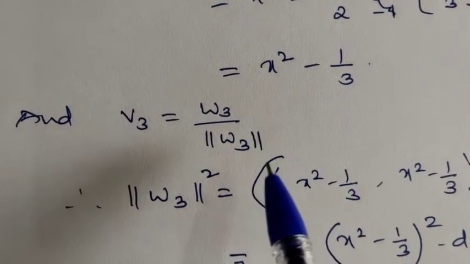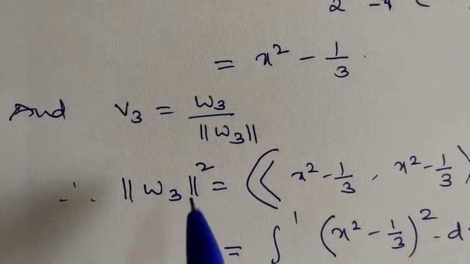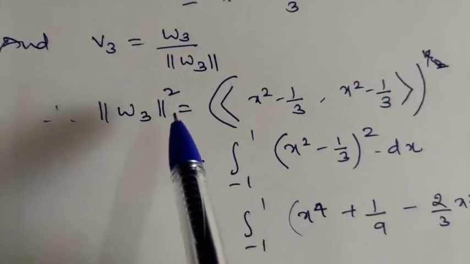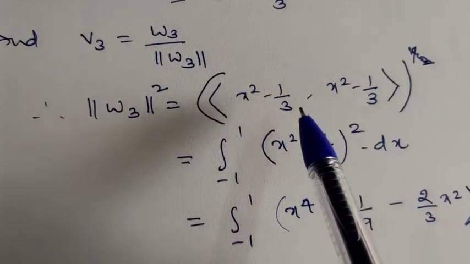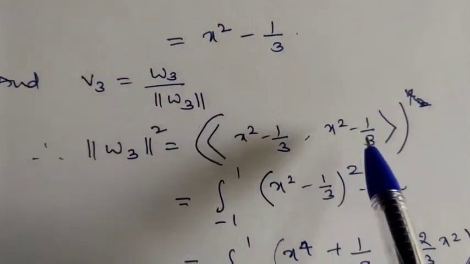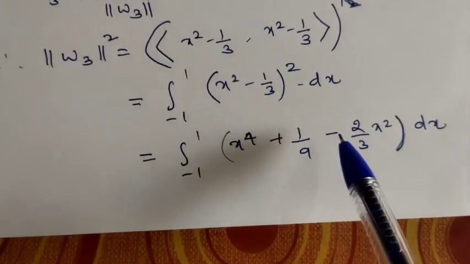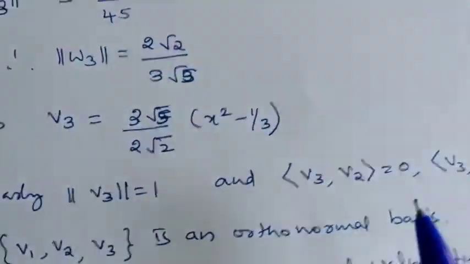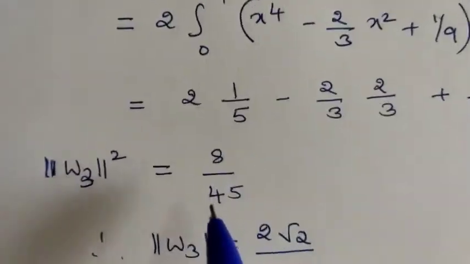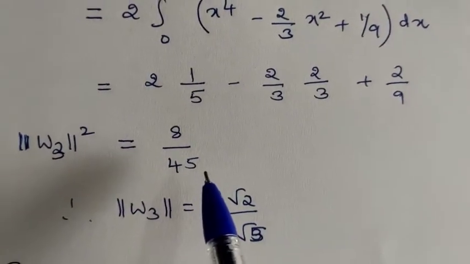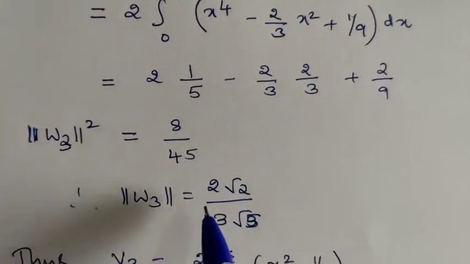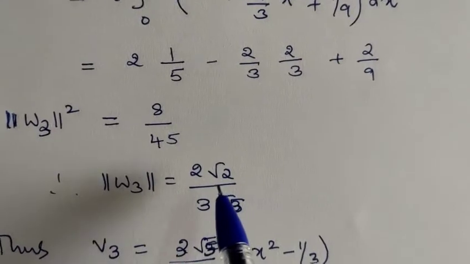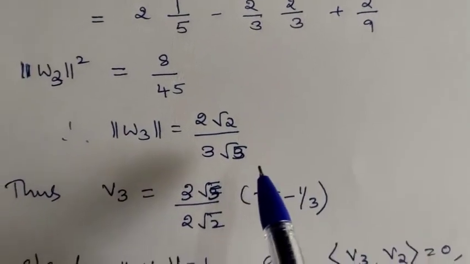And v3 is w3 by norm of w3. So norm of w3 I will find out now. Norm of w3 whole square is the inner product of x square minus 1 by 3 comma x square minus 1 by 3. If you make the calculation, we can see that the norm of w3 whole square is found to be 8 by 45, or norm of w3, if you apply a root, gives 2 root 2 by 3 root 5.